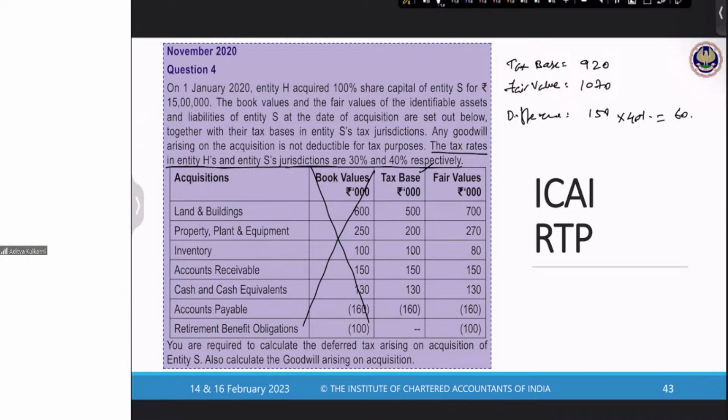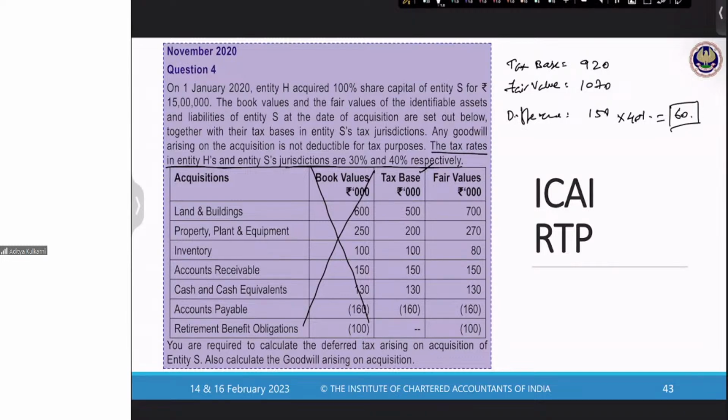So for the same reasons, in this case, the subsidiary's tax rate is what we are going to consider, and that is 40%. So I am going to recognize 60. The question is, sir, what is this 60? Is it a deferred tax asset or is it a deferred tax liability?